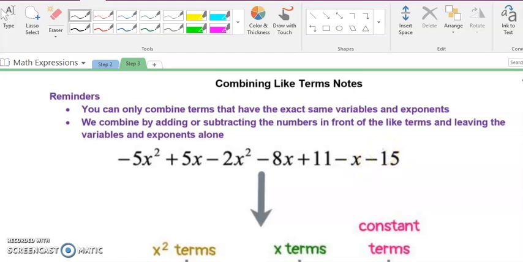Because then you can picture in your mind this pile of dollars and X-rays and Xboxes, and it's easier to see which things go together. Sometimes when you see a 5x and a negative 2x squared, they look similar because they both have an x. But they are not like because this one has an exponent of 2 and this one does not. It has an exponent of 1.